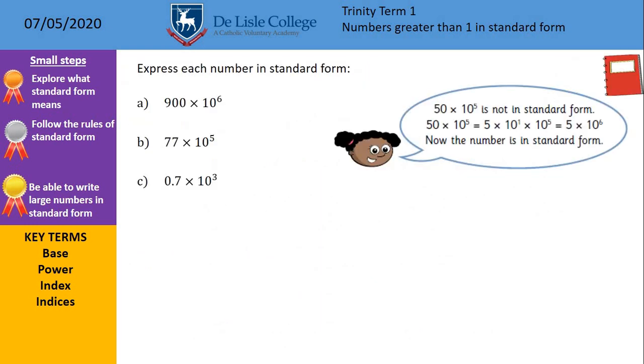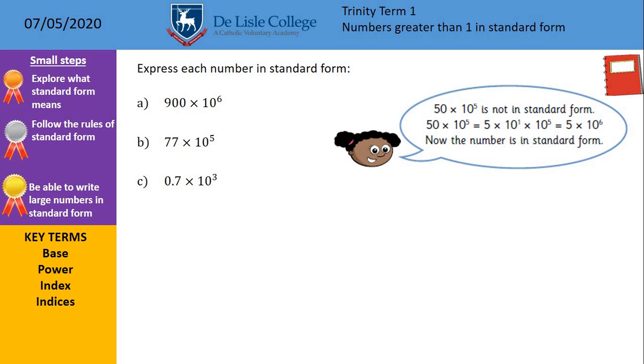Okay, so as promised, we're going to express each number in standard form now. So this is just slightly correcting what we've got here. 900 times 10 to the 6, we know is not standard form because the 900 is not between 1 and 10. Okay, so what we've got suggested on the right-hand side in this speech bubble, 50 times 10 to the power of 5 is not in standard form.